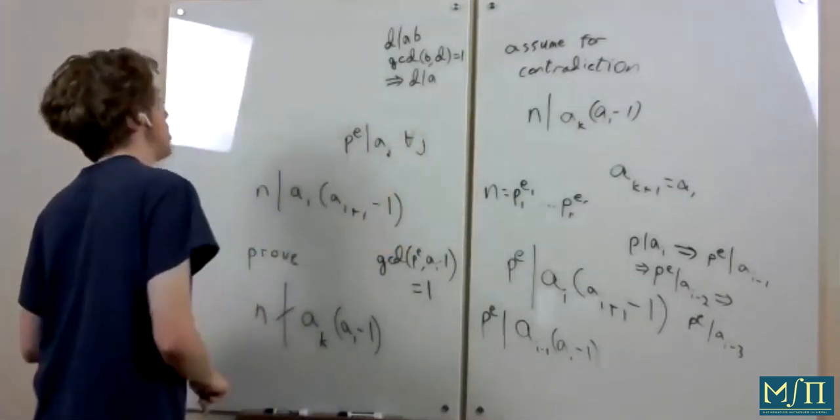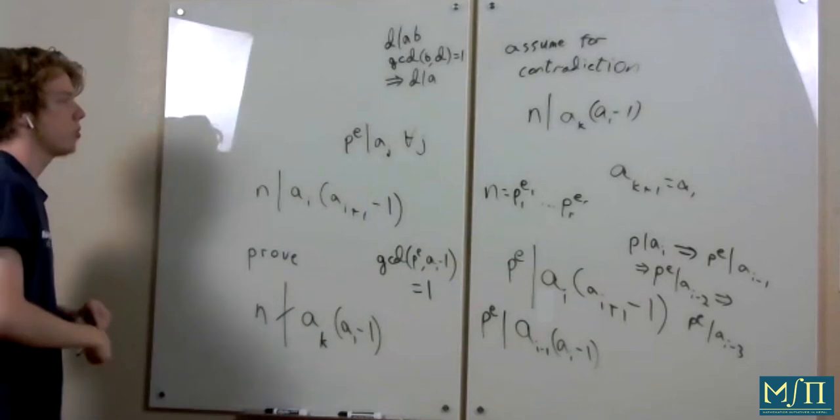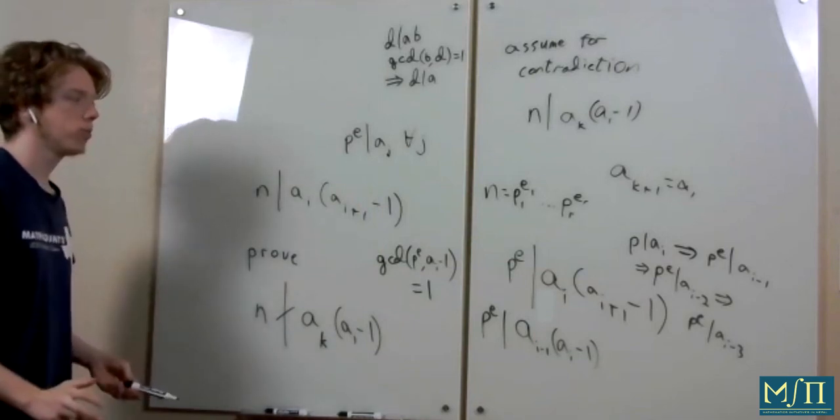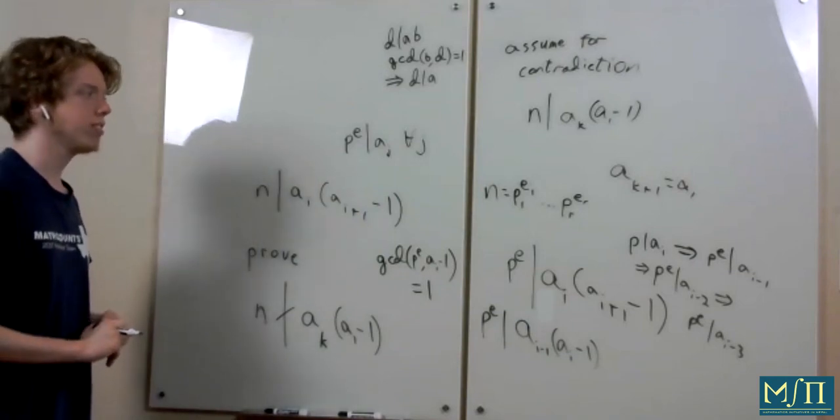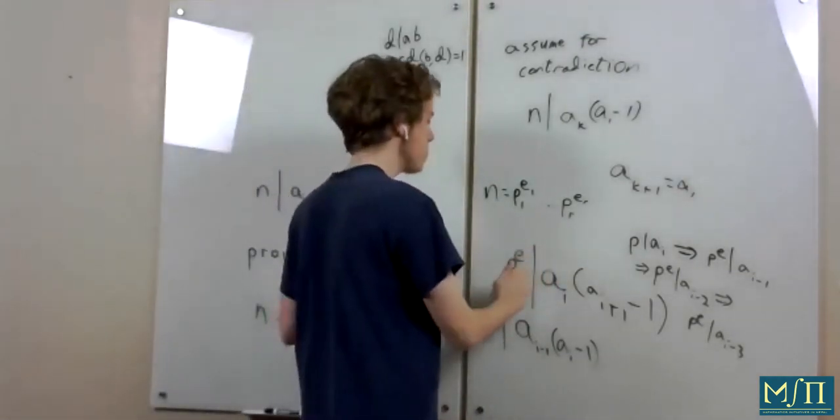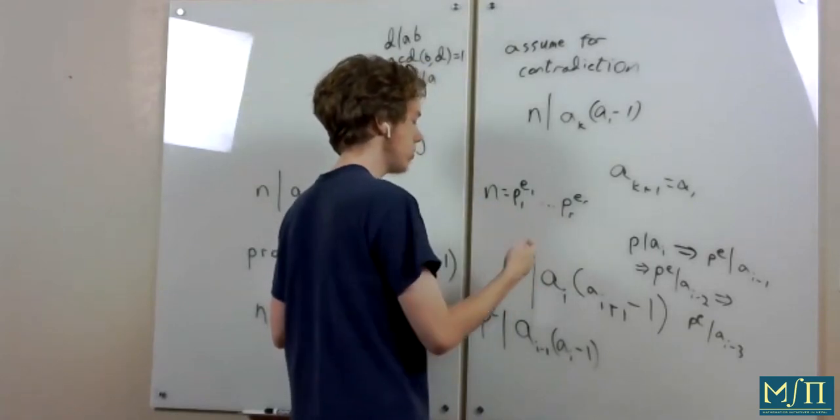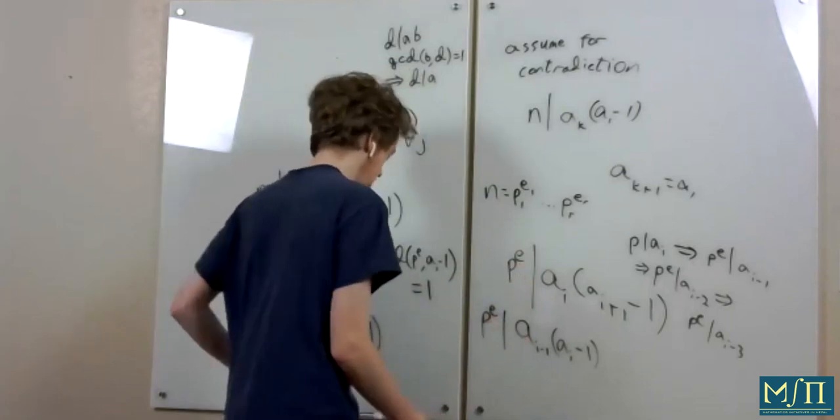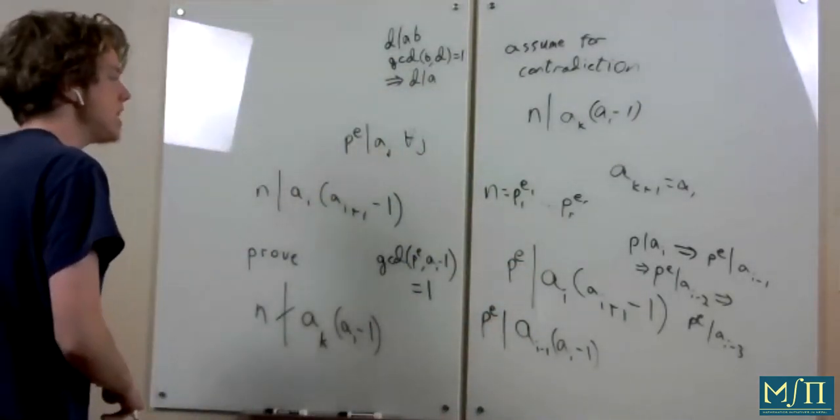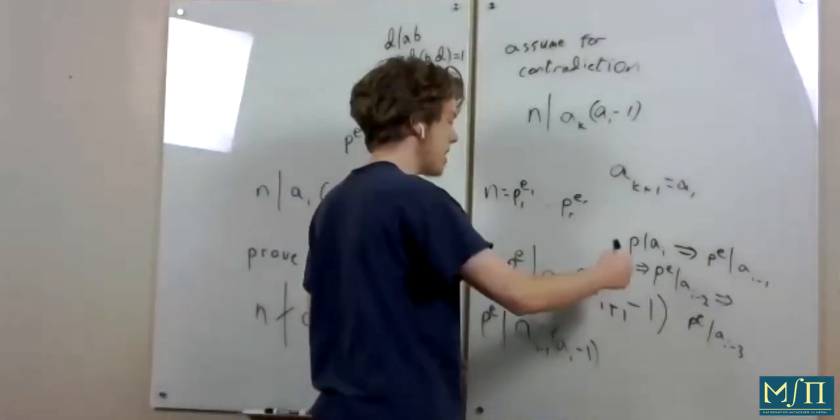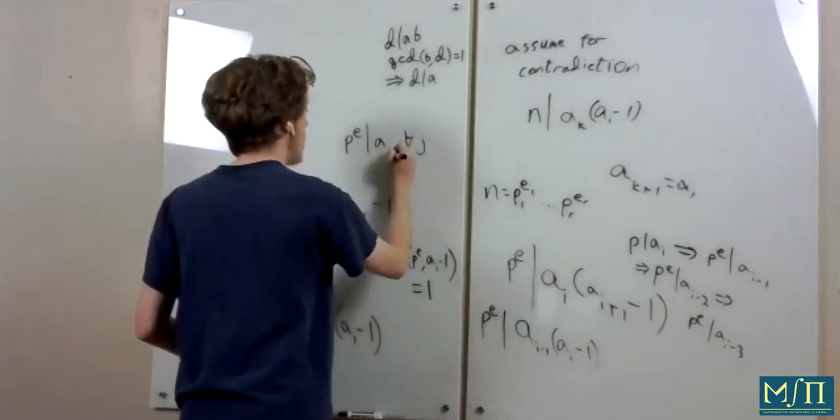This upside down A means for all. So p to the e divides a_j for all j. So in this case, where p divides any of the numbers, for any prime p dividing n, if you take p to the e as the maximum power dividing n, then if p divides any of the numbers, then p to the e divides all the numbers.